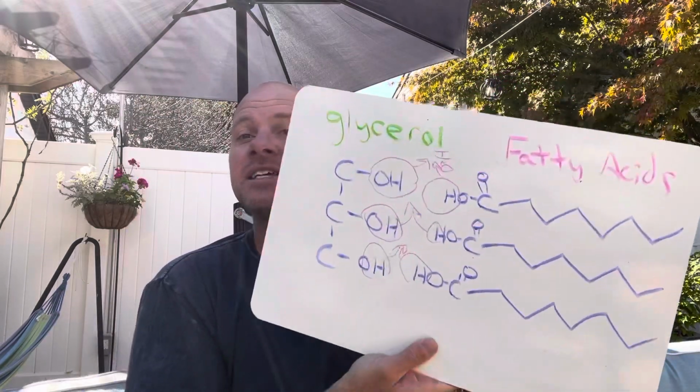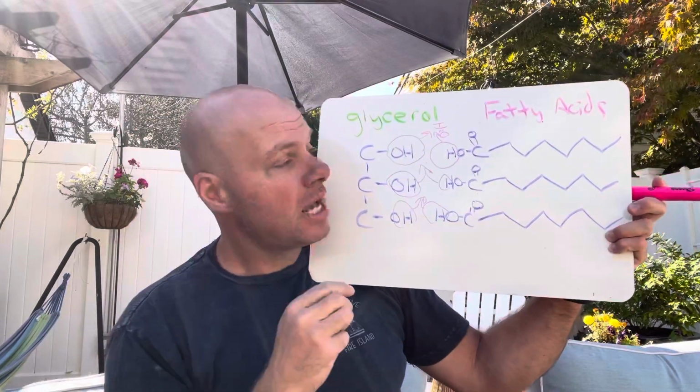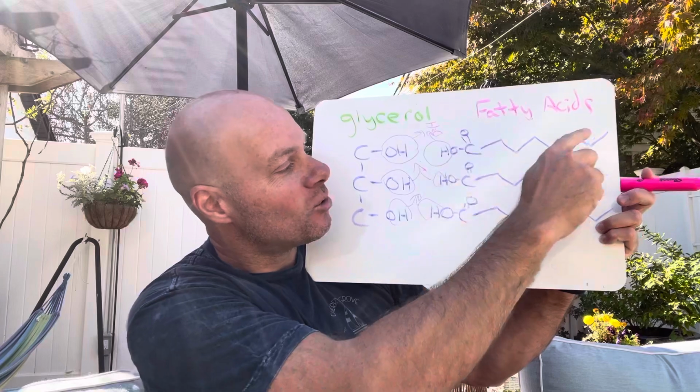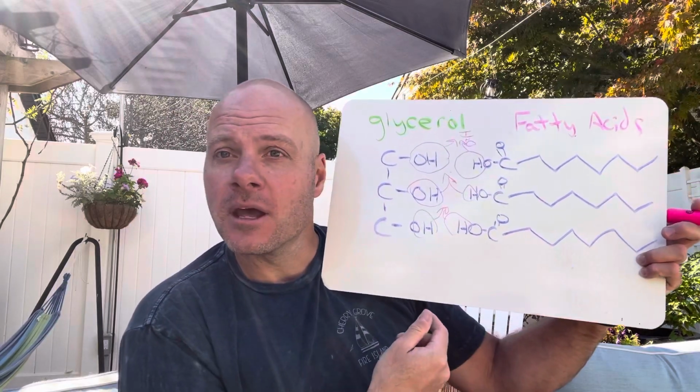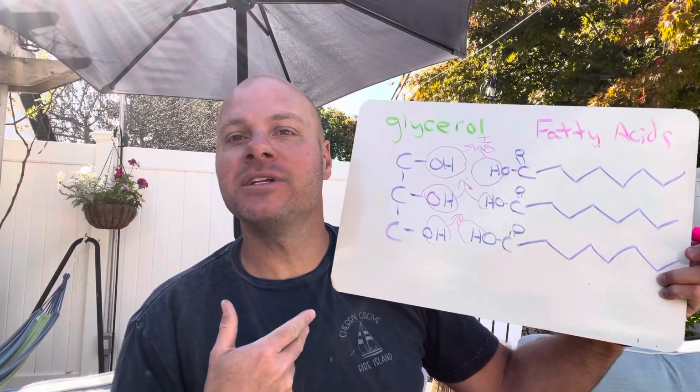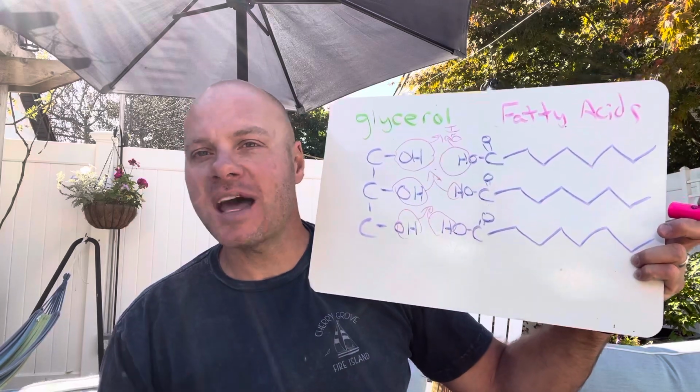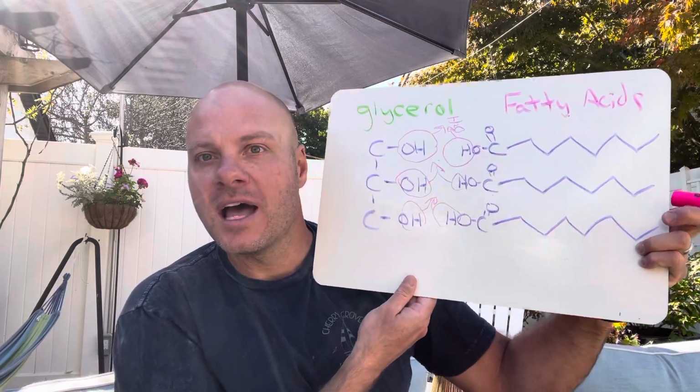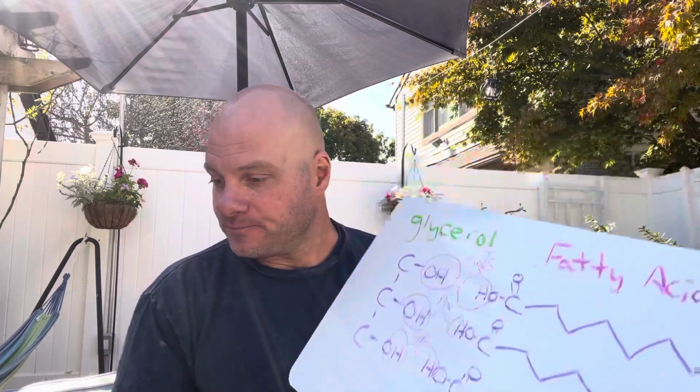And then what we have is a tri, meaning three, triglyceride. 1, 2, 3. All right, and that is the fat that's floating around in your blood when you eat something fatty like bacon. Okay, so that's the triglyceride. Now, you may have heard before about saturated versus unsaturated fats. Well, let's talk about that right now.